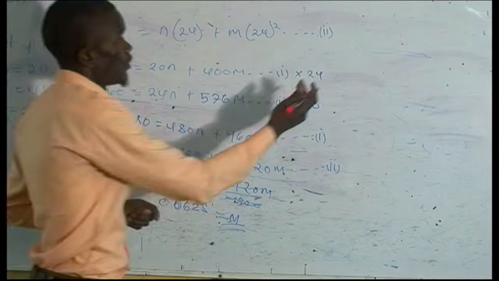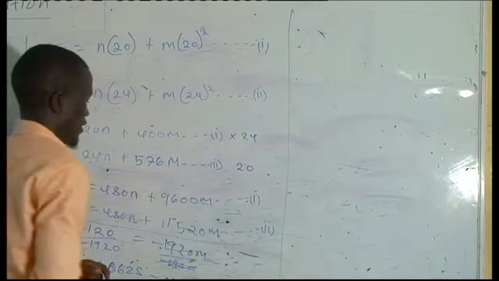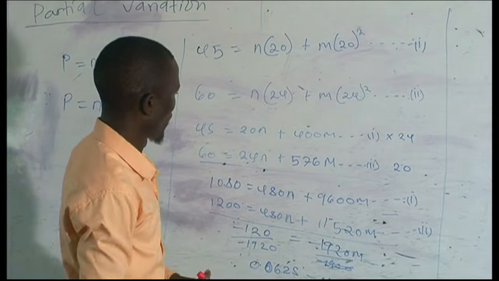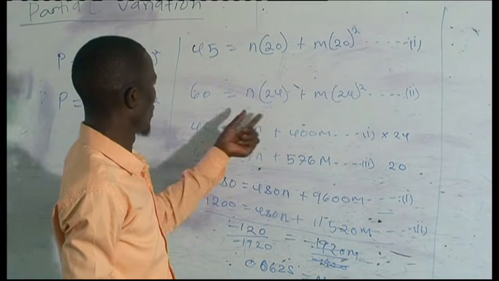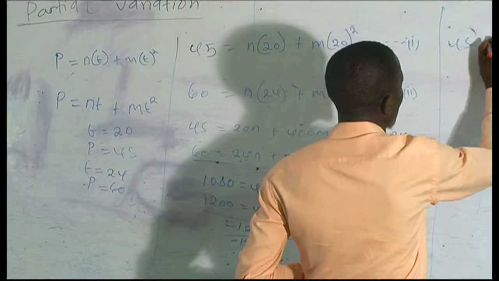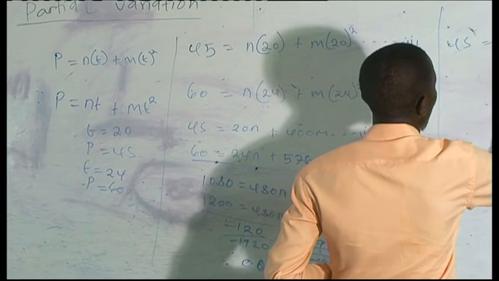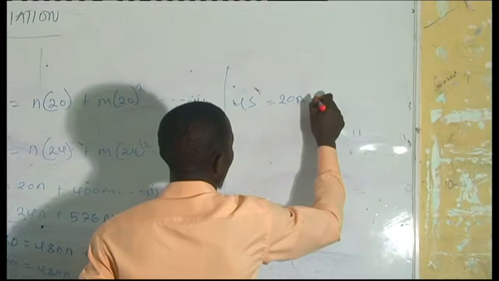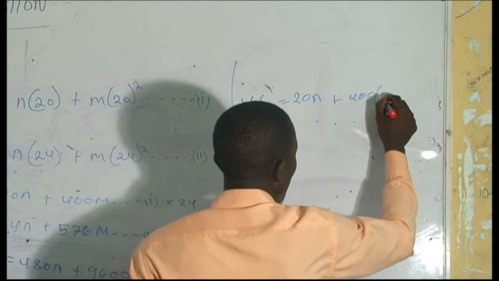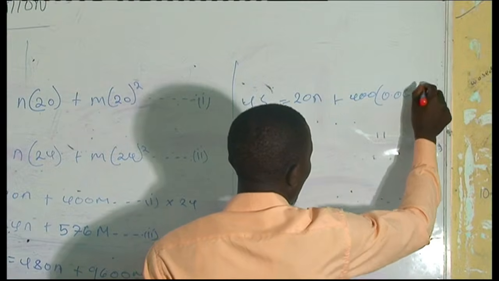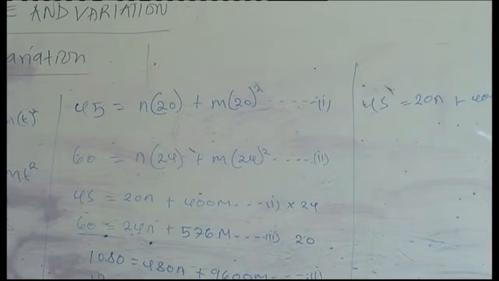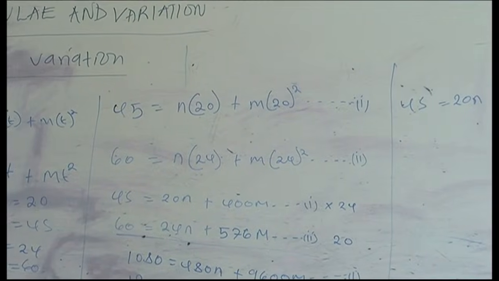Then we can use that one to get the value of n. We can pick one equation here. We can say that we have now 45 is equal to 20n plus 400m. What is our m? m is equal to 0.0625. What do we get when we multiply that one by 400? Your answer becomes 250.